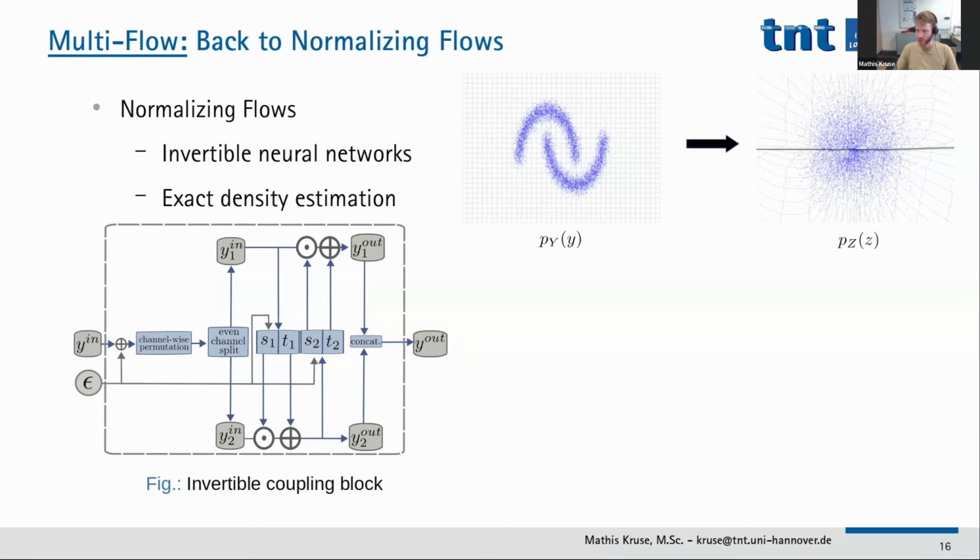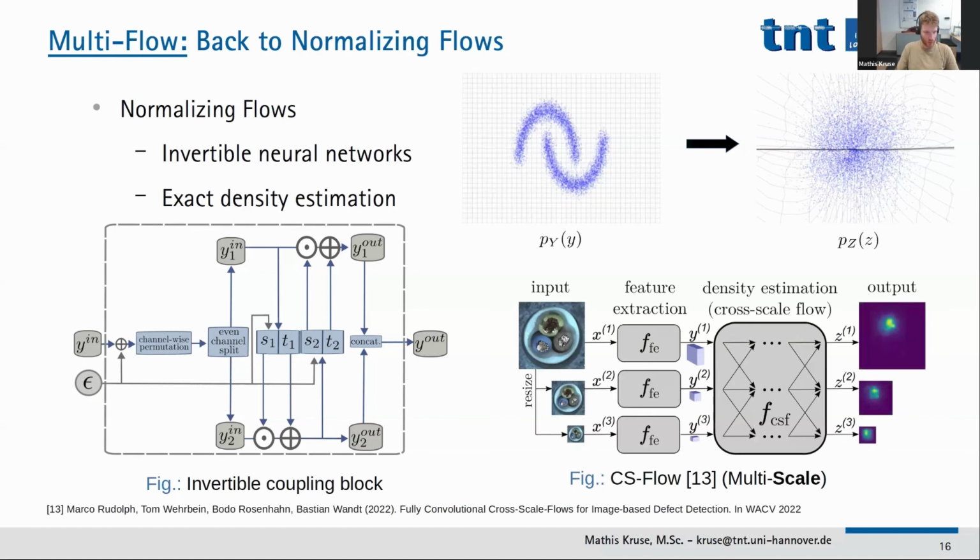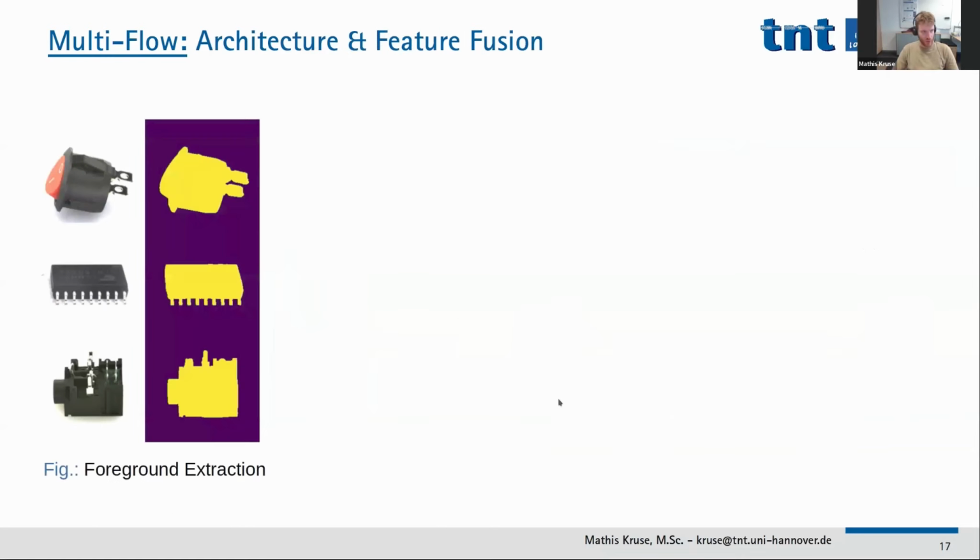So yeah, I took a little bit of inspiration from my colleagues' work with CS flow, which already used normalizing flows for anomaly detection in a multi-scale fashion, where the image is resized to different scales. So what did I do for MultiFlow? First, I boosted the performance with a foreground extraction. The models for extracting the foreground, essentially dichotomous image segmentation, are getting very good. And they just work really well out of the box on all the anomaly detection datasets. So we only focus on the object and not on the background, which may confuse the model.